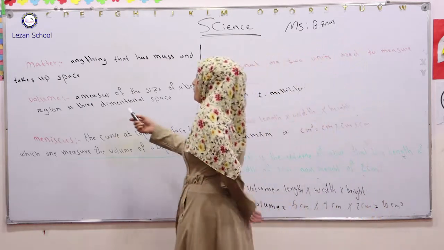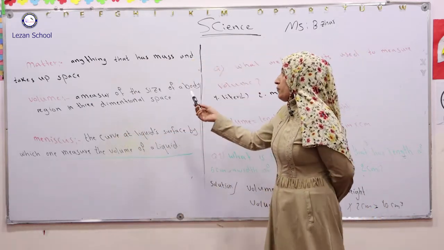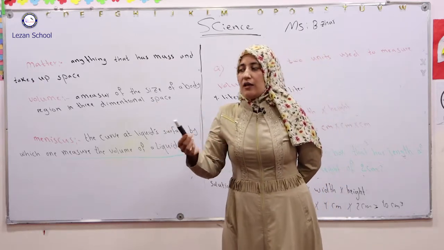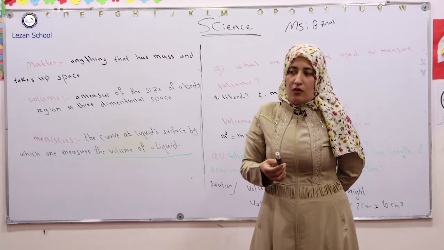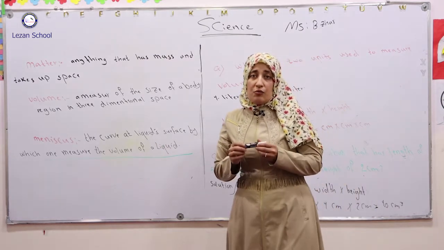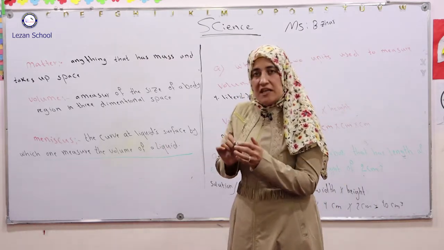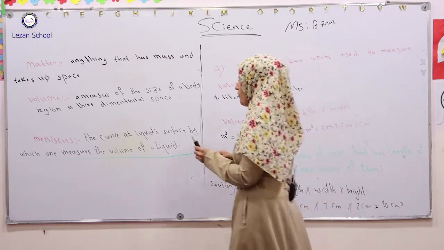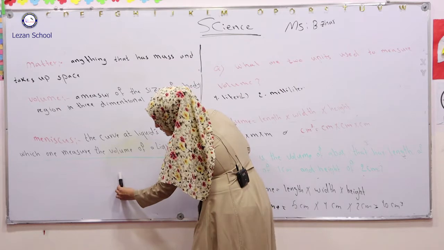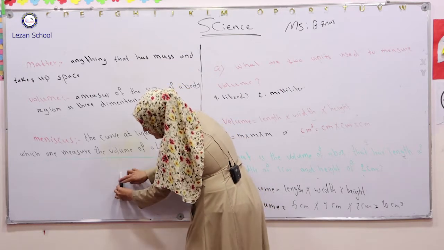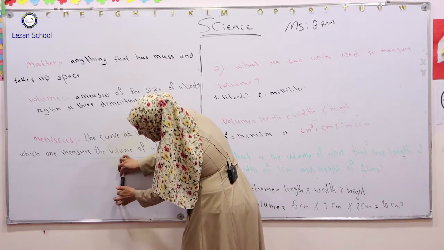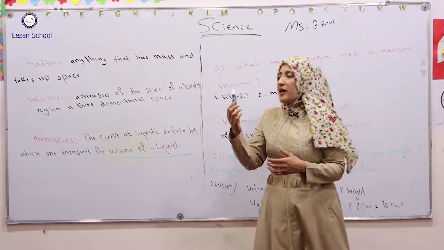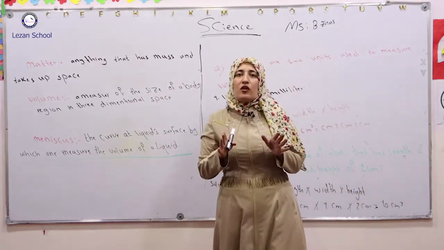Volume. What's volume? When we put some object on a desk or on a table or on the earth, this object takes up space. For example, when we put this on the whiteboard, it takes what? It takes space. The space taken by anything, by our body, is called volume.